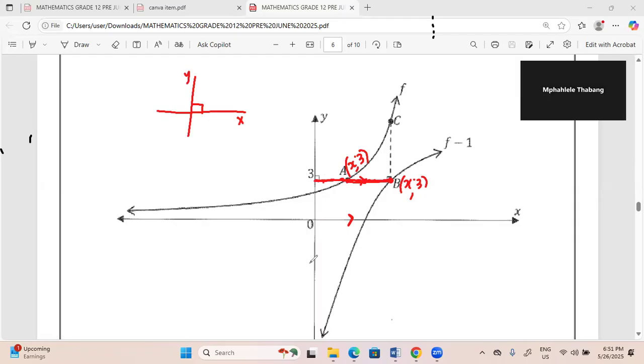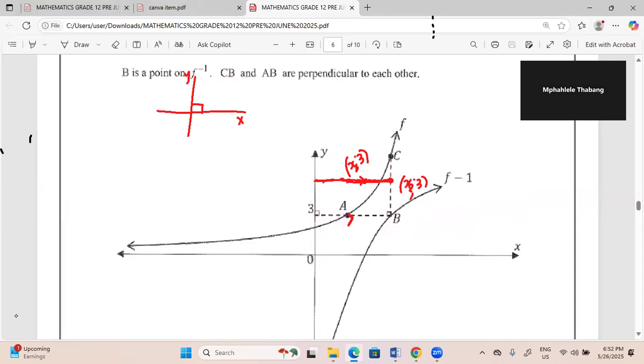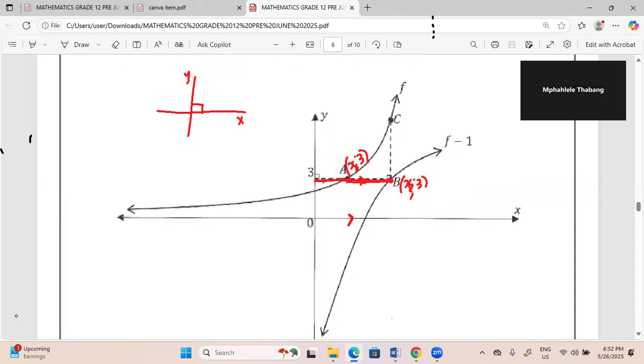Okay, so I know that at A, y is 3, at B, y is 3. So I will try to find the x coordinate at A and also the x coordinate at B. Maybe I was supposed to say x1 at A and x2 at B, just to indicate that the x value at A is different to the x value at B. Now the function f of x passes through the point A, so it will be easy to find the coordinates of point A.